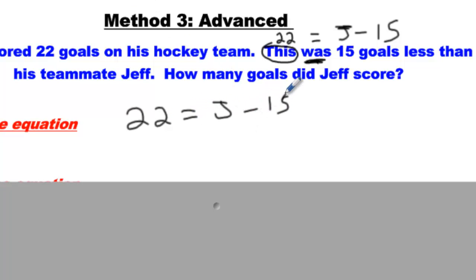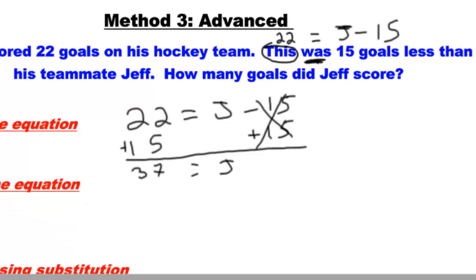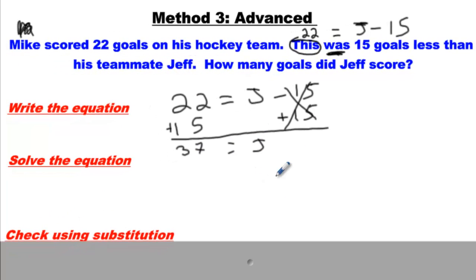This method involves doing the opposite, so I'm going to go plus 15 and plus 15. That's it. Make your line and solve it. This makes nothing. This makes j. Mr. Melham, why nothing? Because negative 15 plus 15 just cancels out. And then we get j, and this other side it says 37. So that means Jeff scored 37. Remember, j means Jeff.